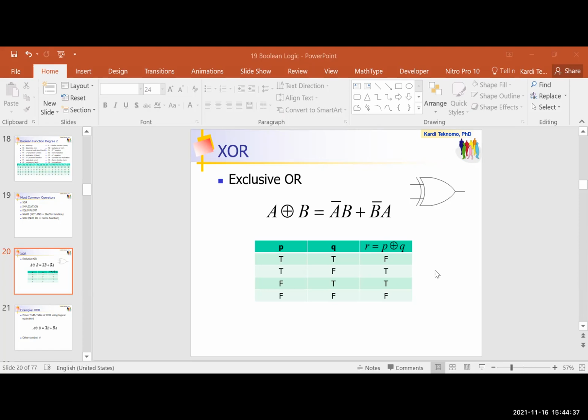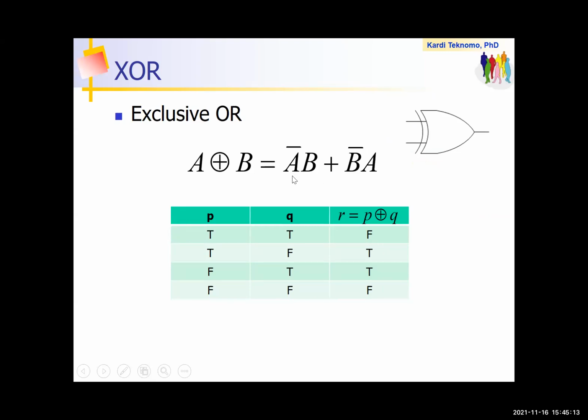Now, how if I want to create XOR from AND, OR, and NOT, the three Boolean functions that we usually use? Then this is the formula. So what is this? This means NOT A AND B, OR NOT B AND A.